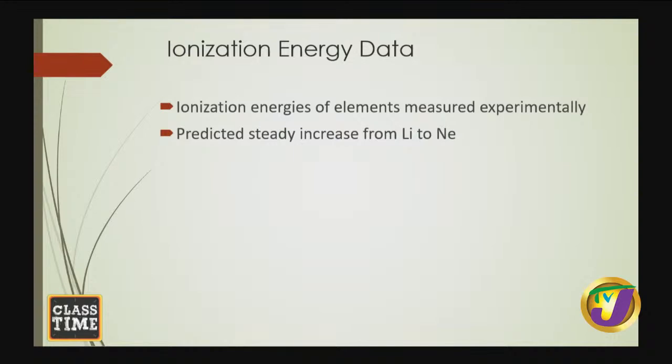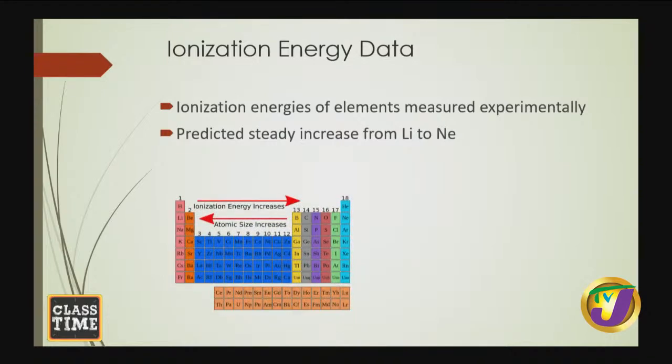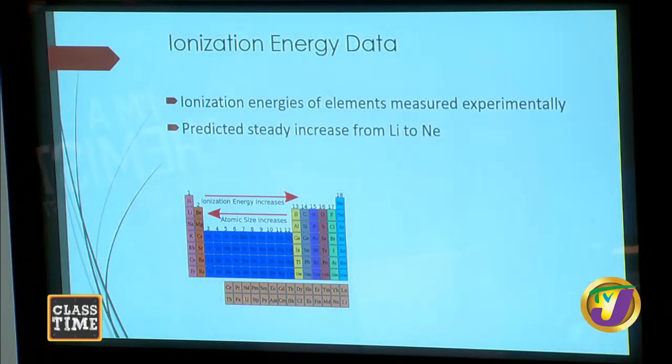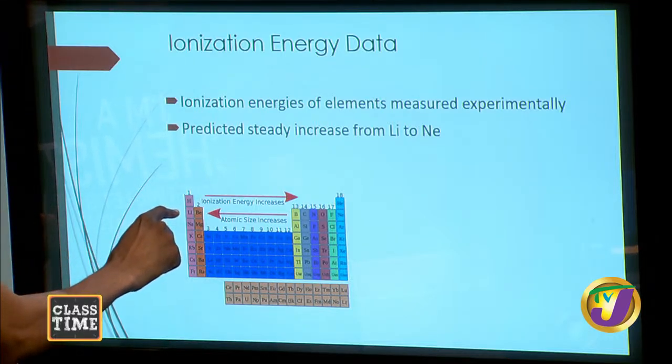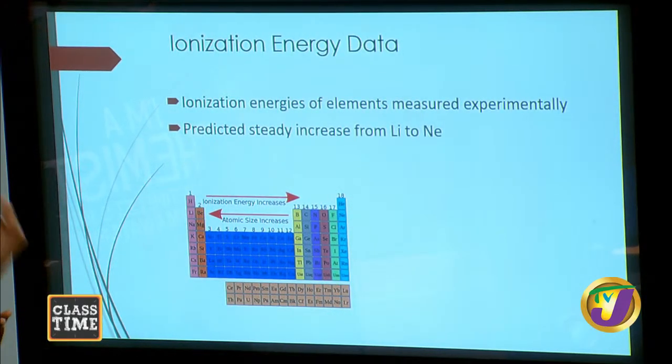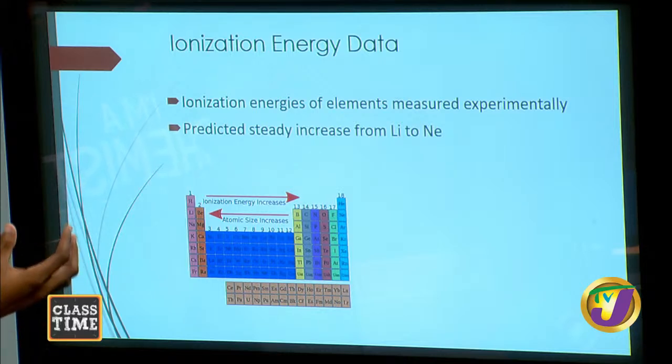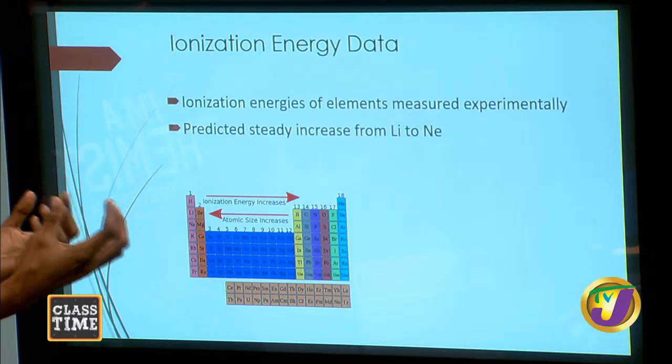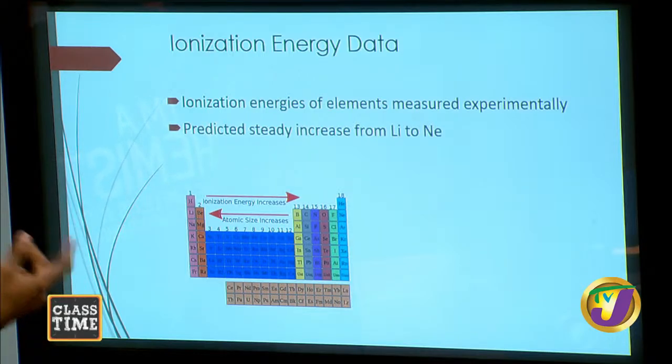And we predicted a steady increase going across the period from lithium to neon. So if we look here, going from lithium all the way to neon, we would expect to see a steady increase in ionization energy. But why would that be the case? Because going from lithium to neon, you're adding protons to the nucleus. The nucleus is getting more positive. If the nucleus is getting more positive, it would have a stronger hold on its outer electrons, its valence electrons, right? Because positive attracts negative.